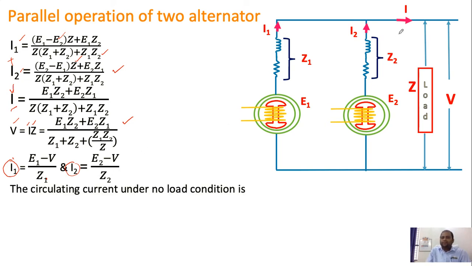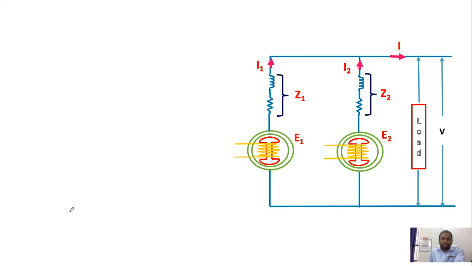Now when there is no load over here at all, and if the voltages E1 and E2 are different, then there will be a circulating current flowing through it. That is under no load condition, what is the circulating current? That circulating current is nothing but E1 minus E2 divided by Z1 plus Z2.